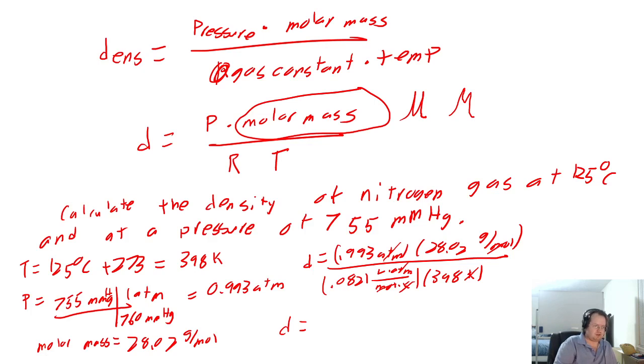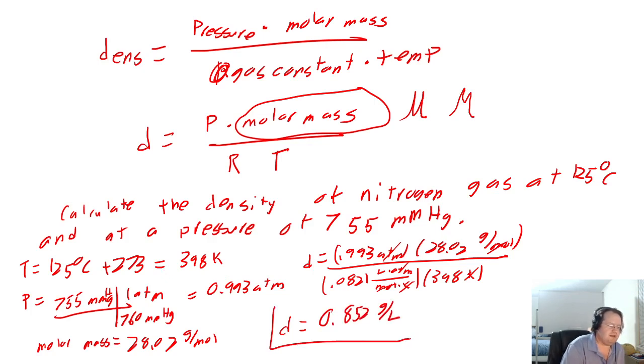0.993 times 28.02 divided by 0.0821 and divided by 398. And if I do that, I get the density, once I find my marker, there's my marker, is 0.852 grams per liter. So that's an example of how we can solve questions like this. A big hint was it asked us for the density. Now let's look at a second example that's worded a little differently.